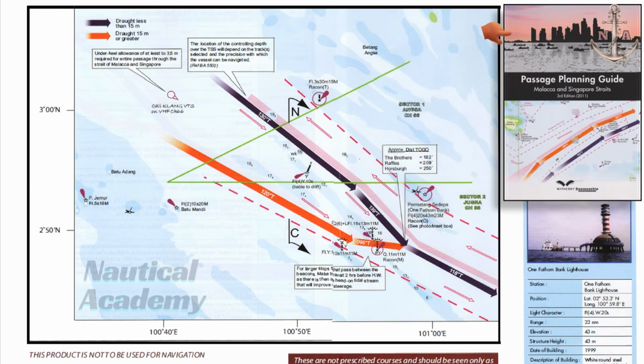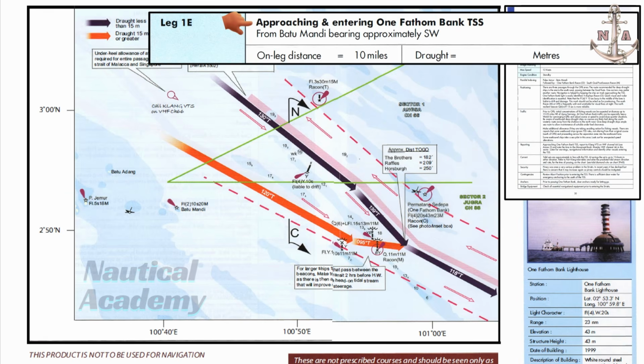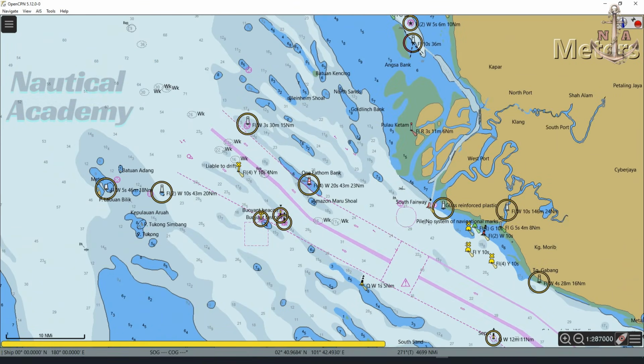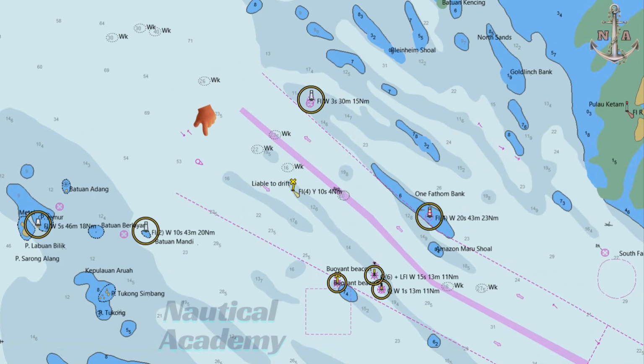If we examine the details of Leg 1 in this publication, it states that Leg 1 Echo is approaching and entering 1 fathom bank TSS. Let us verify this on the chart. In this section, we will plot our first leg, so let us zoom in on this area.